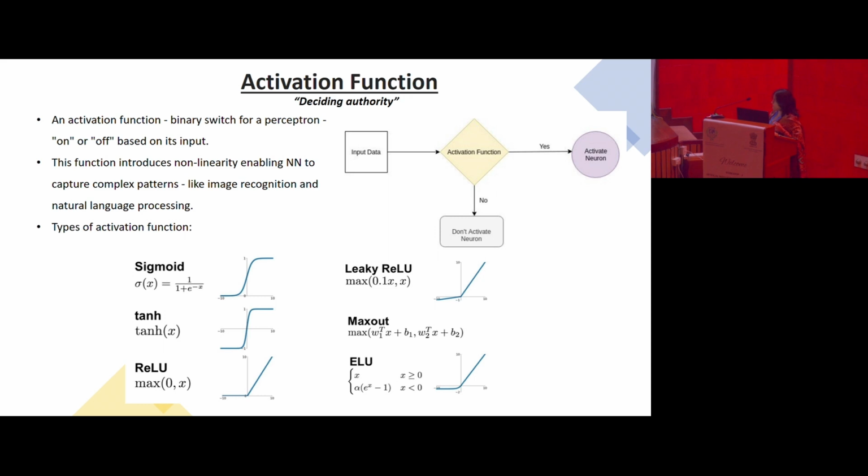Based on the input data, it either switches on the perceptron or switches off the perceptron. It also adds non-linearity to the neural network to capture complex patterns like image recognition and natural language processing. So what does that mean? Just for example, if we use the simplest activation function, till now we were getting the answers in terms of 0 or 1. That if one data point is 0, we are saying that it lies in class A. And if the value is 1, we are saying that this data is categorized in class B.